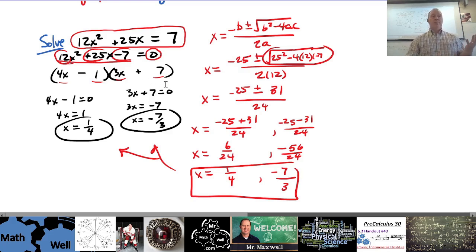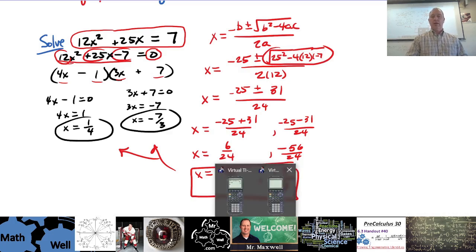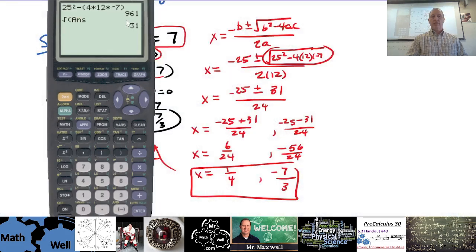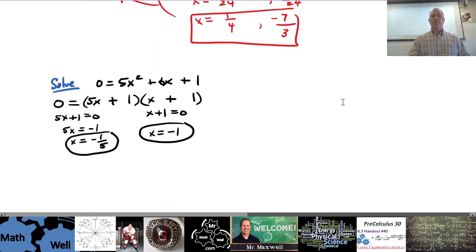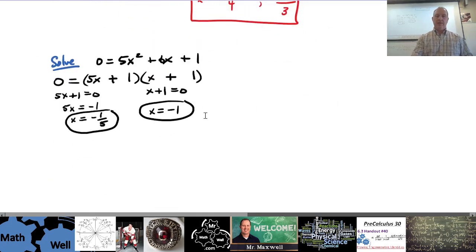Is factoring going to be fruitless? Is it able to be factored? Well, you could check your b squared minus 4ac right away. And we know that this b squared minus 4ac was a perfect square. We saw that was 961, which is a perfect square. So that's 31 squared. So you know it can be factored. Okay, let's do one more example before we move on to 7.8. It's a combined lesson today. So one more example. Okay, so here we go.